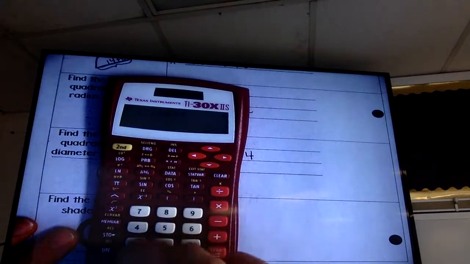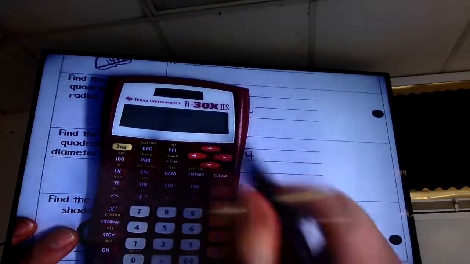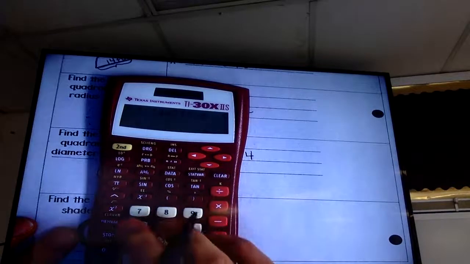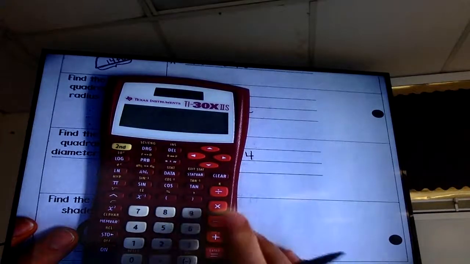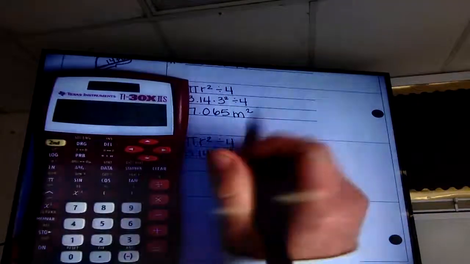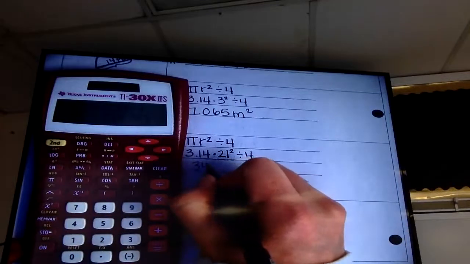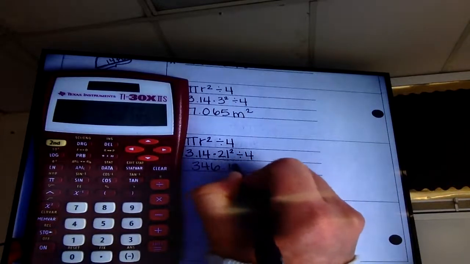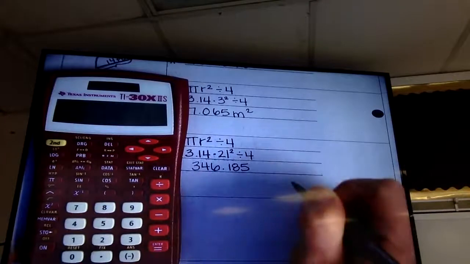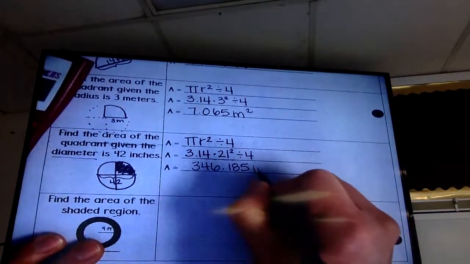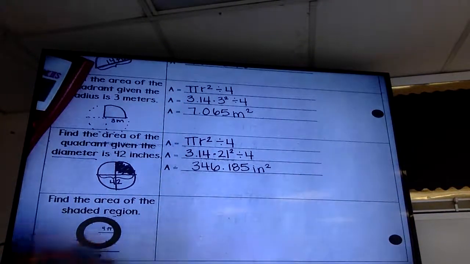3.14 times, I don't know what 21 squared is, so I'm going to put it in like that, 21 squared divided by 4. Woo, that is a big number. So we have 346 and 185 thousandths, and my label was inches squared because it's talking about area.